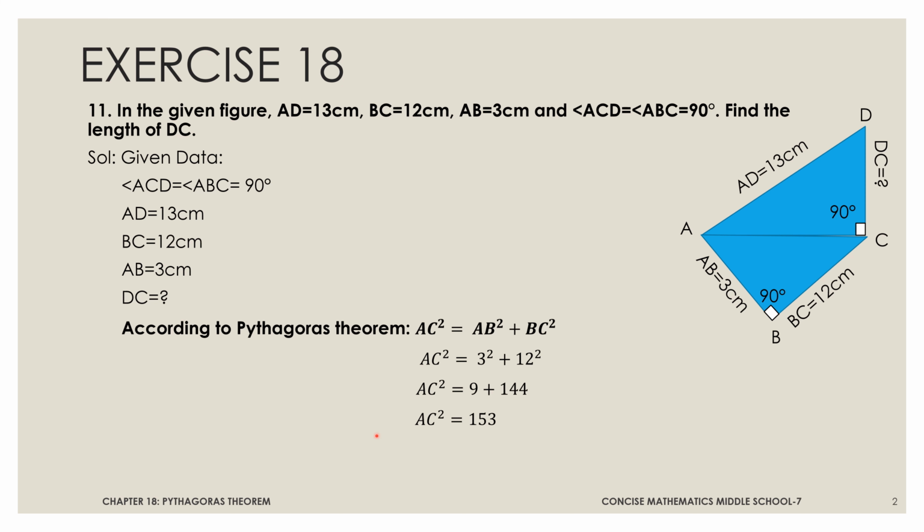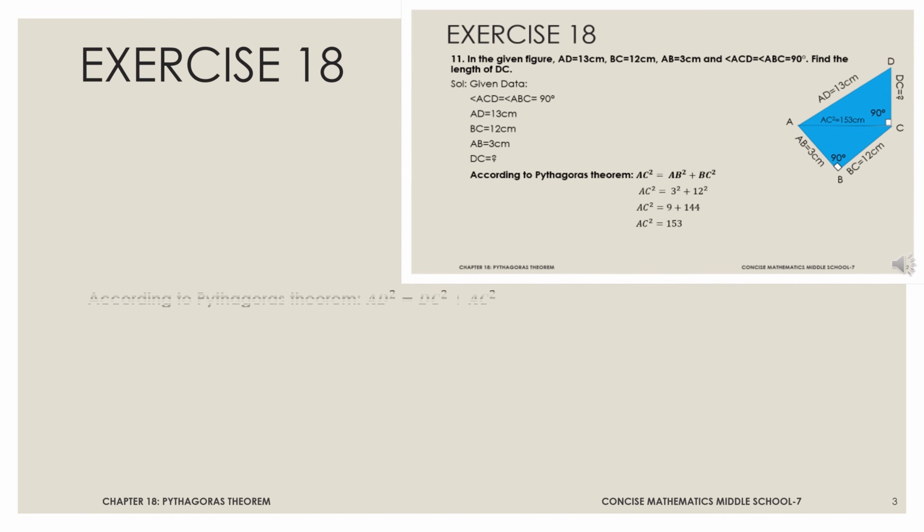So instead of that, to make our work and problem easier, I'm going to just keep this AC square as it is. So AC square is equal to 153 centimeter. Now you will clearly understand why I have left it off with this AC square instead of finding out AC. See, we got the AC square value, right? So here, now if you consider this right angle triangle, right?